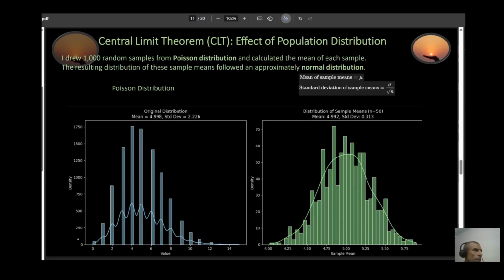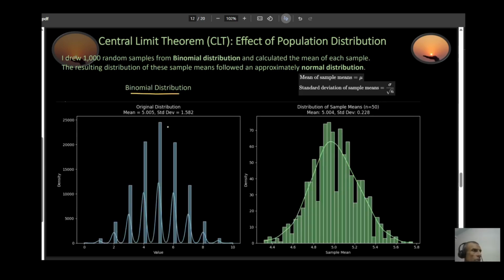Okay, let's pick up another one. Here, this is my Poisson distribution. Now when I did the same thing, I drew 1000 samples from here, and the size of my sample was the same 50, and I plotted the distribution of my sample mean. It still came out to be a bell-shaped curve, or a normal distribution. Then I did the same thing with this one right here. I took a binomial distribution. This is my binomial distribution right here, and I plotted the distribution of my sample mean. The sample size again was 50. I took 1000 samples, and you can see, look at the shape, still a normal distribution.